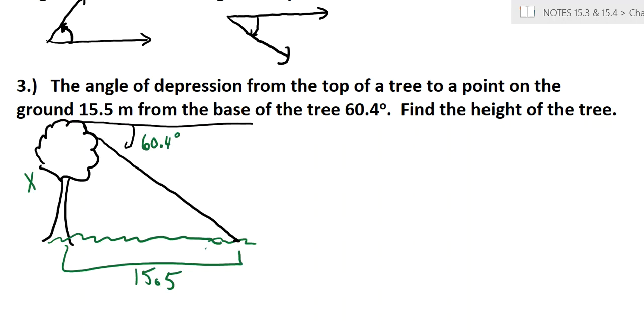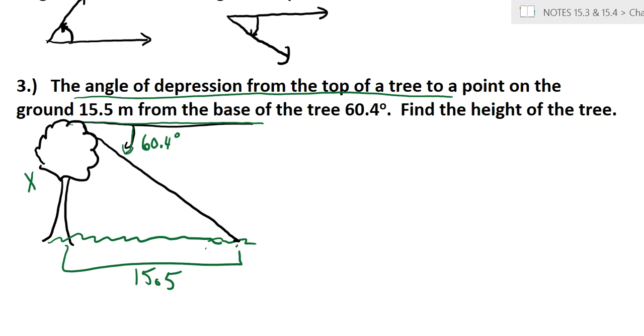So you can see I drew a tree and down here I have the ground and it does say angle of depression from the top of the tree. So here's the top of the tree and I drew the angle down and that was 60.4. You can see then the line from the top of the tree to the ground. That's down there. I kind of drew that line. And we want to find the height of the tree, okay?